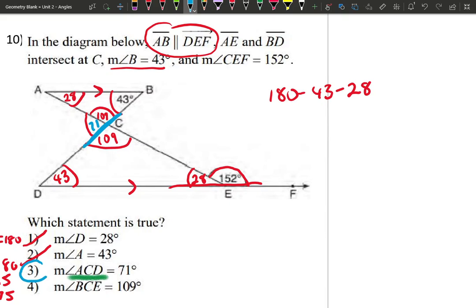So it seems like it's choice 3, but let's just make sure choice 4 is wrong. Measure of angle BCE is 109. They try to trick you here. BCE, right? B to C to E is this one, and we know that that must be 71 degrees as well. So they really try to trick you here with that 109. All right, so the correct answer is 3.